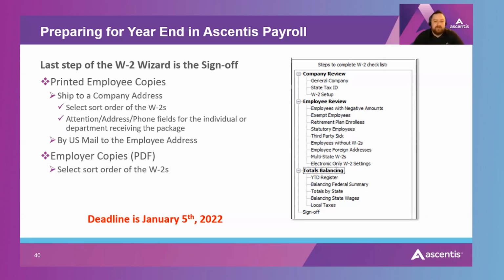The last step of the W-2 wizard is to let us know where to send any printed W-2s. Either ship them back to a company address, or we can put them in the mail to the employee's address. Any employer copies will be provided by a PDF download through the application.